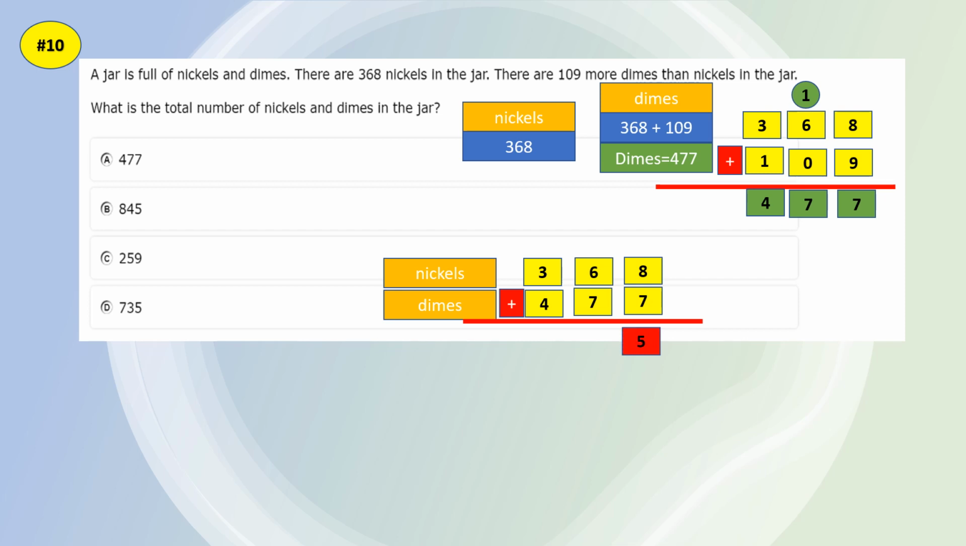That's right, it's 15. So I write the 5 in my ones place, and I carry my 1. Now, what is 6 plus 7? That's right, it's 13 plus that 1. That's right, 14. So I write my 4 in my tens place, carry my 1 over my hundreds place, and I add again. What's 3 plus 4? 7 plus 1 more. That's right, it's 8. So that means the total number of dimes and nickels is 845, which is answer choice B.